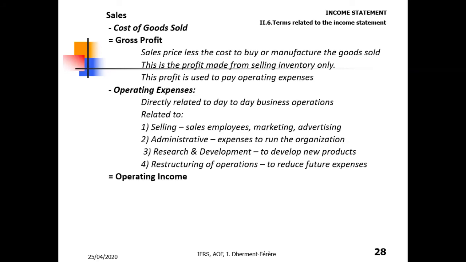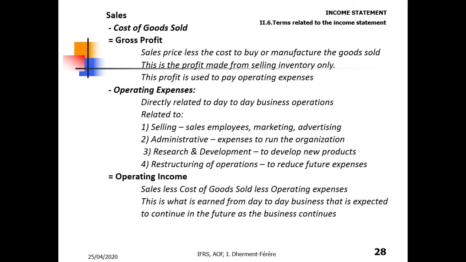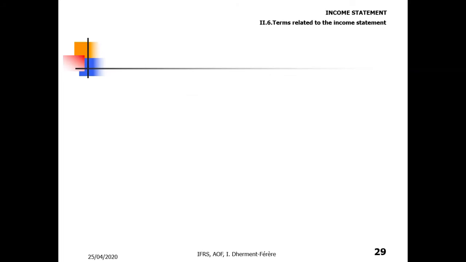Operating income: sales less cost of goods sold, less operating expenses. This is what is earned from day-to-day business that is expected to continue in the future as the business continues. Plus or minus other revenues and expenses, the result of a transaction that is not part of your primary day-to-day business.